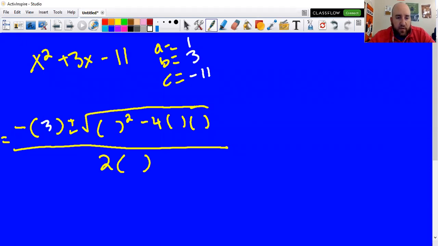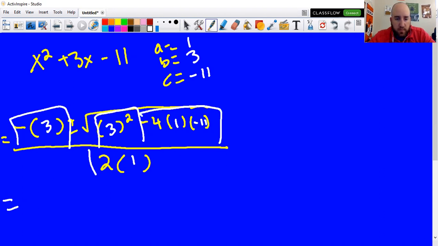So -3 plus or minus the square root of b squared, so 3, minus 4ac, so 1, -11, over 2a, so 2 times 1. Again, let's chunk it up. All right. Negative, so the opposite of positive 3, excuse me. Don't let me misspeak. The opposite of positive 3 is negative 3. There we go. Plus or minus the square root.